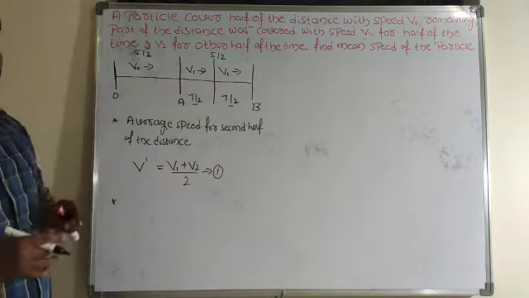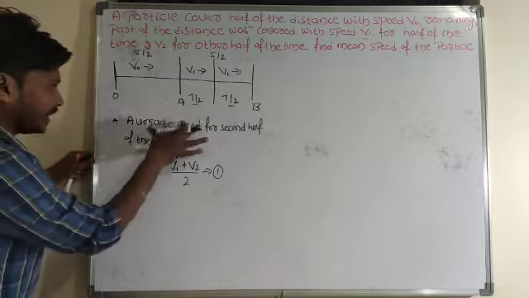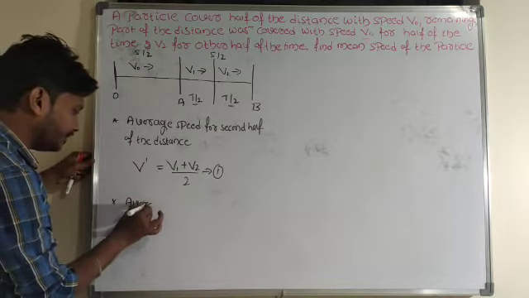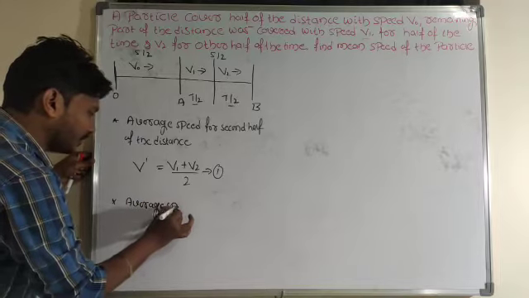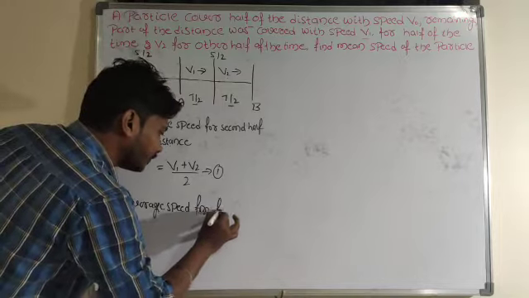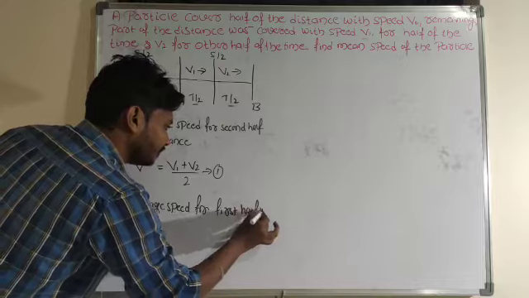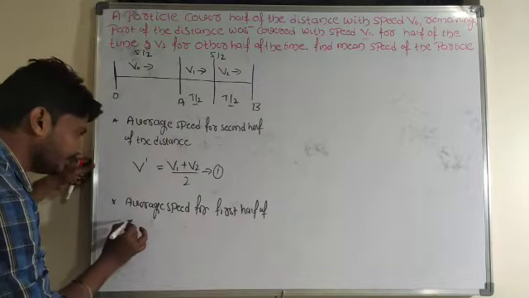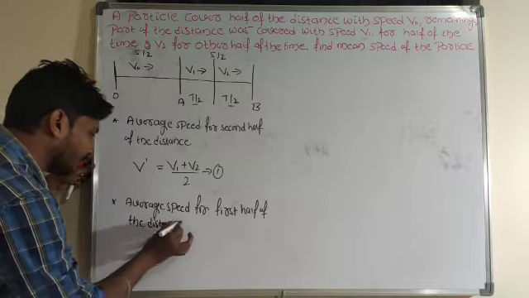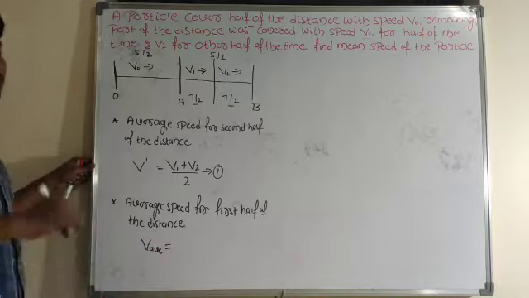Then I want to calculate the average speed for the first half of the distance here. So already I got the second half of the distance. Now I want to calculate that average speed. Look at here, the average speed for the first half of the distance. So that average speed, let me take it as V average here.